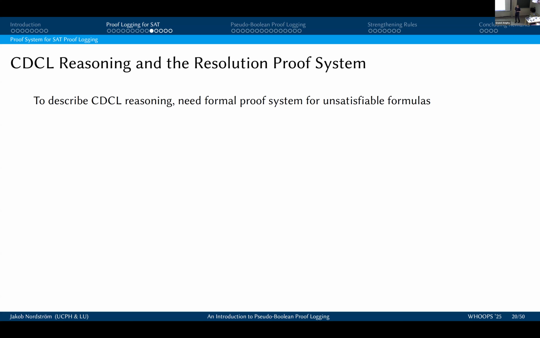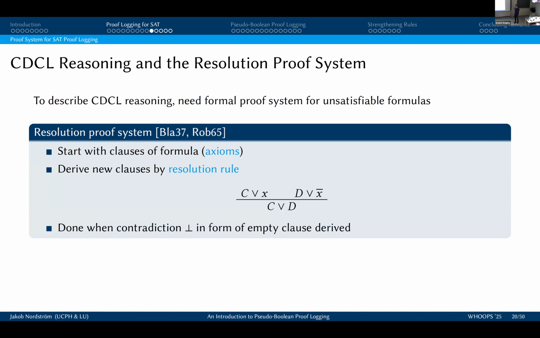And now we want a proof for this. So what would a proof that would certify the correctness of this reasoning be? Well, this is nothing other than a proof in the resolution proof system, where we start with the clauses of the formula we want to prove unsatisfiable, and then we can derive new clauses by the so-called resolution rule that says that if we have derived the clause C or X and another clause D or not X, then we can derive C or D.